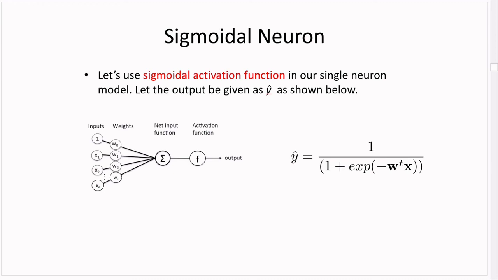So let's get back and look at what we call as a sigmoidal activation function for a neuron or a sigmoidal neuron. So in this case, the output y hat can be expressed as 1 divided by 1 plus e to the power minus w transpose x, where w transpose x basically represents the net or net sum value produced by the neuron.